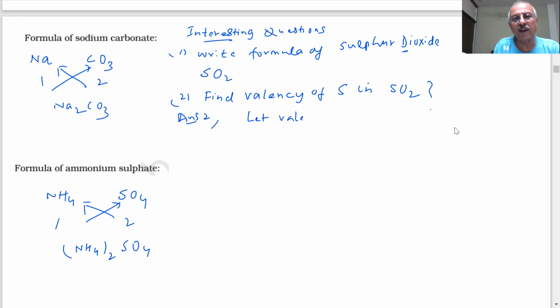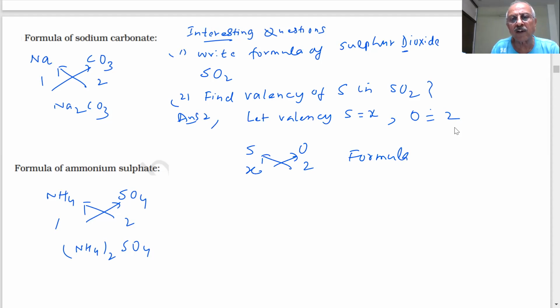Let the valency of sulfur be X, because I don't know. What is the valency of oxygen? 2. Known to me? Yes, sir. I write, student, valency of sulfur is X and valency of oxygen is 2. What will be the formula of the compound? Crisscross method. X will go here, 2 will go here. What will be the formula then? S2OX. Now S2OX is equal to SO2. Then what should be the value of X? Find X.